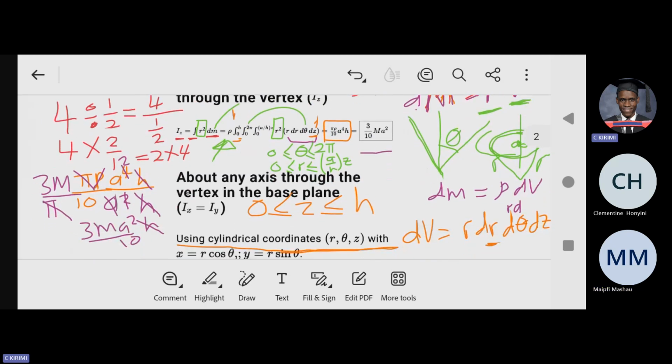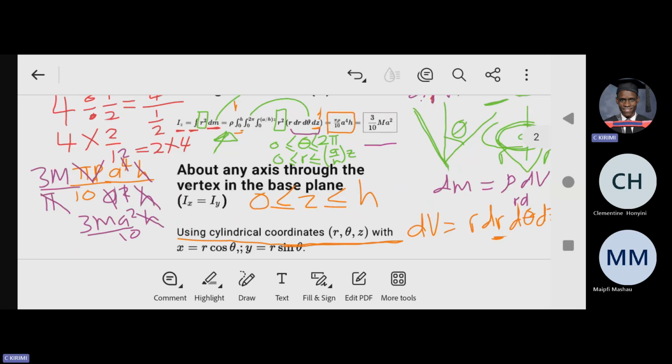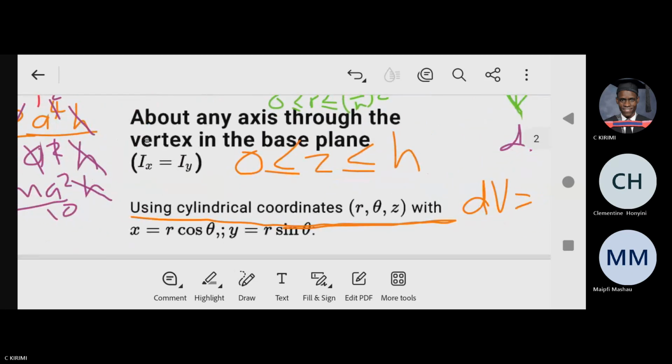Remember, it's 33 marks. 33 marks. So now we are here, this second part.